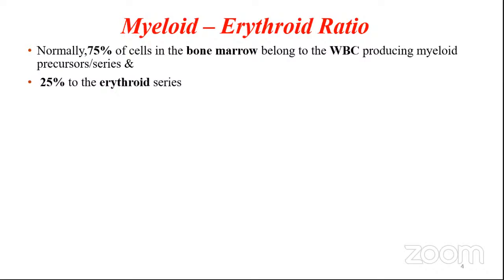So if you take the myeloid to erythroid ratio, WBC is 75% and erythroid 25%, that is 3:1. This question has been asked n number of times. Just remember, in the bone marrow. Read the question very properly, don't be in a hurry. In the bone marrow, the myeloid to erythroid ratio is 3:1, only in the bone marrow.